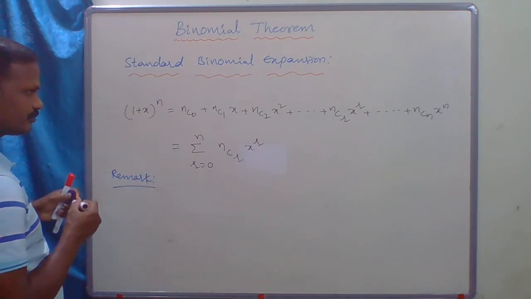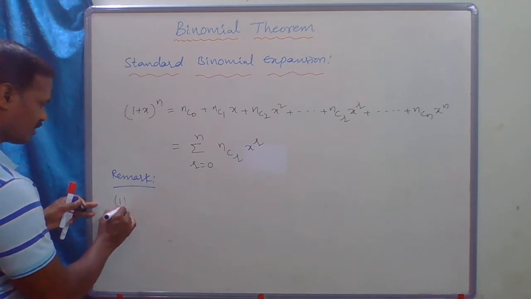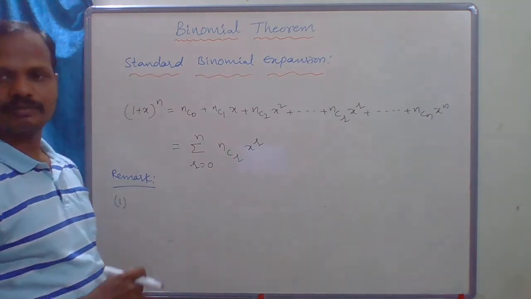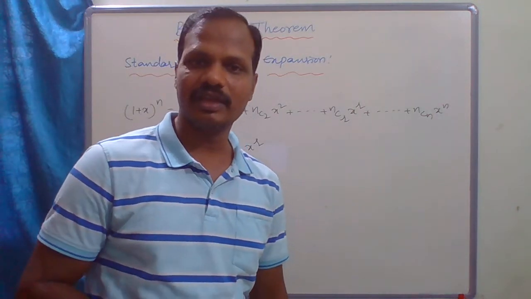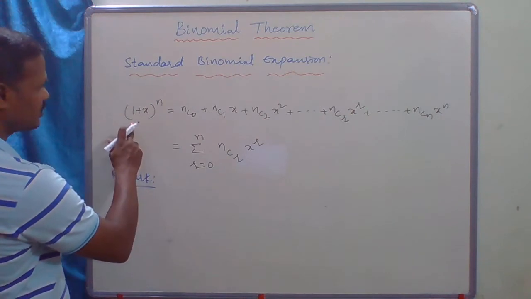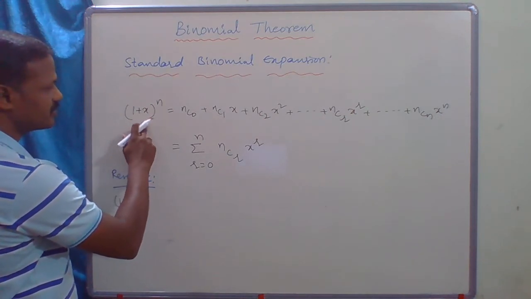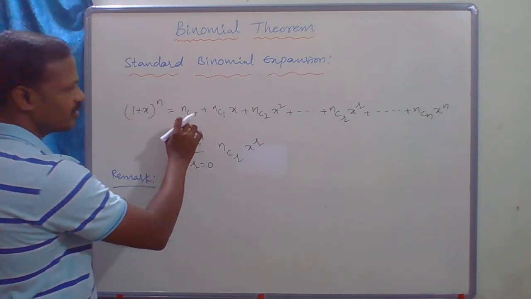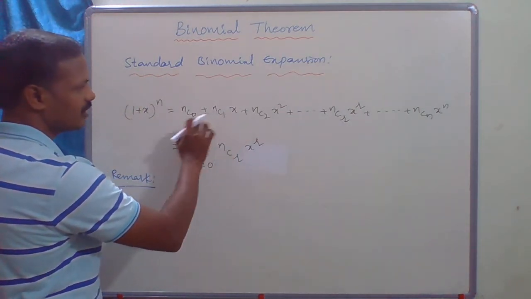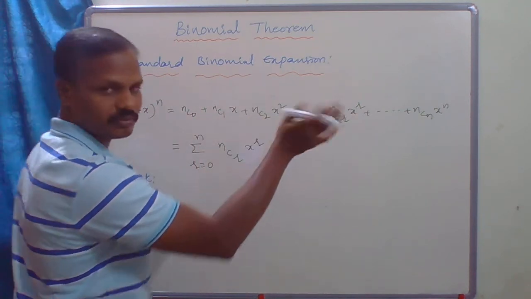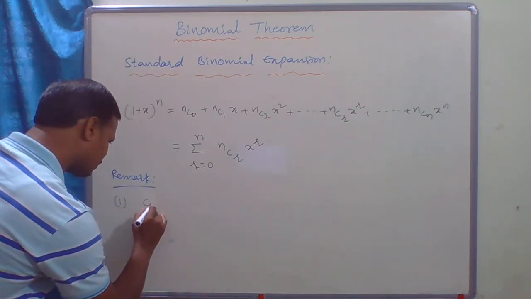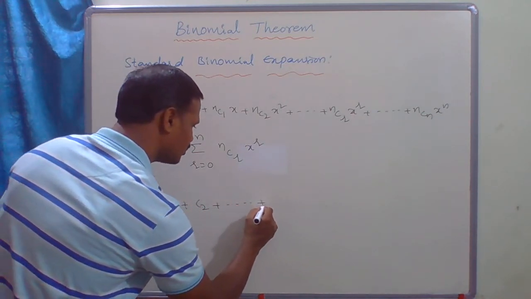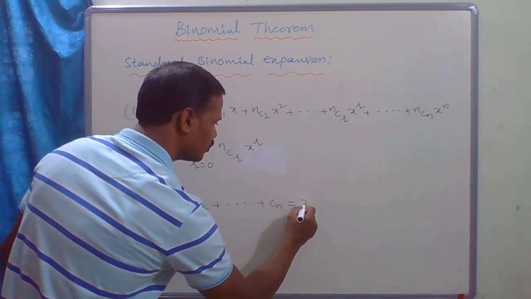The first result. If you substitute x equal to 1 in the standard binomial expansion, this becomes (1 + 1)^n, which is 2^n. So we get nC0, nC1, nC2, and so on, that is, in simplest form, C0 + C1 + C2 + ... + Cn = 2^n.